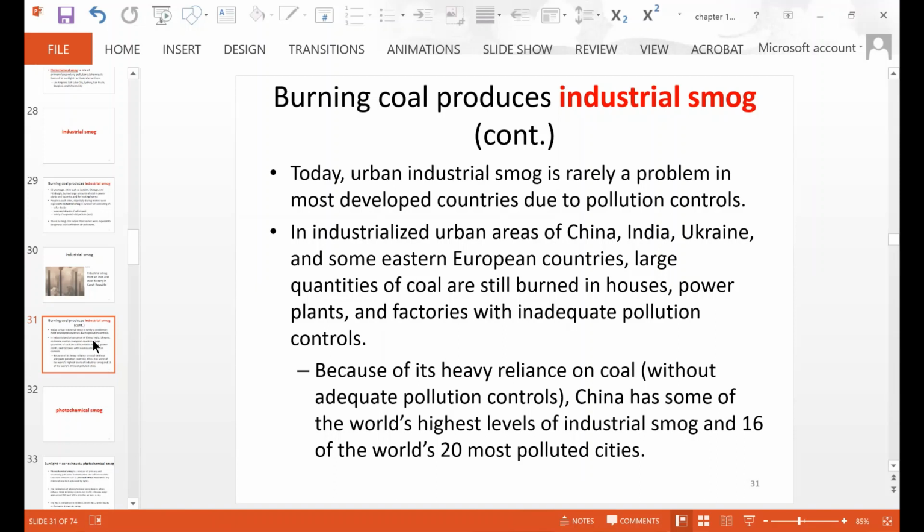Because of its heavy reliance on coal without adequate pollution controls, China has some of the world's highest levels of industrial smog and 16 of the world's 20 most polluted cities.